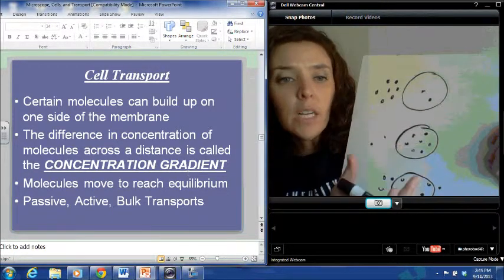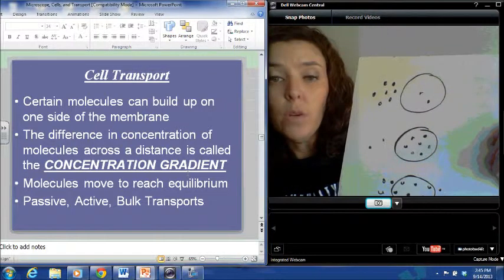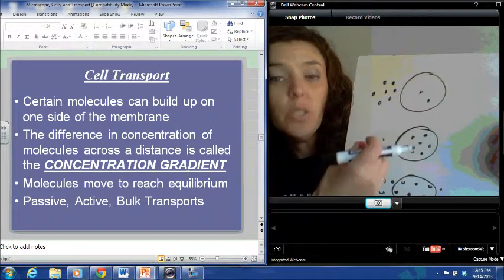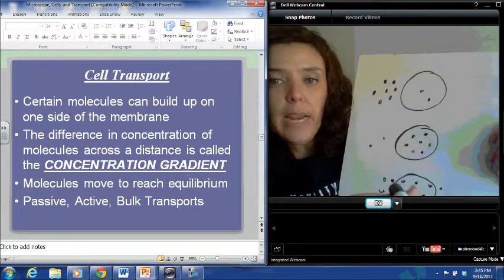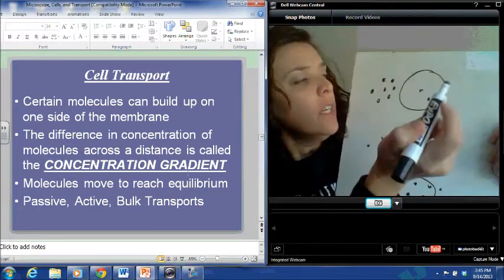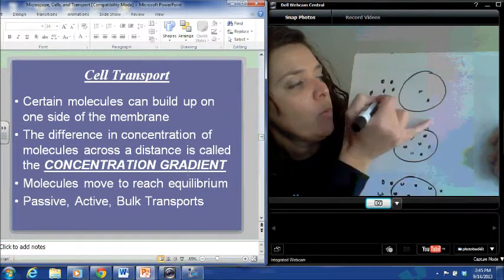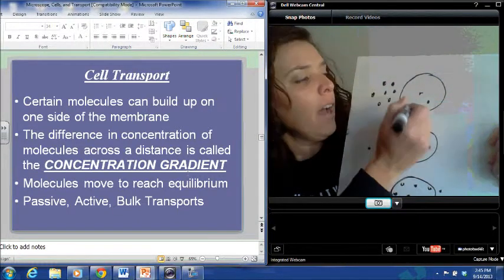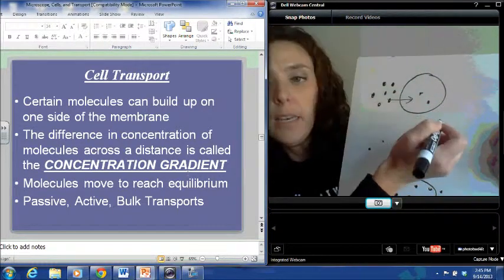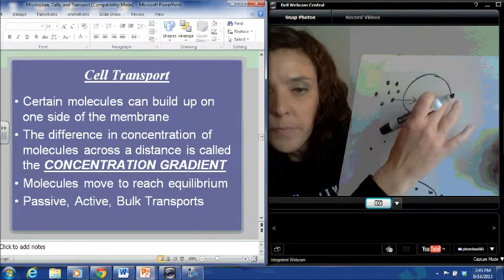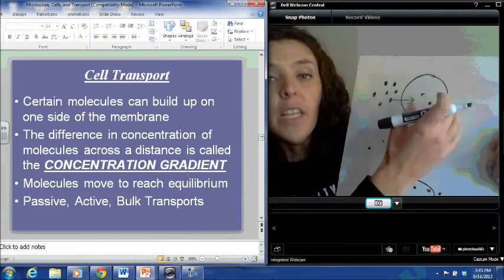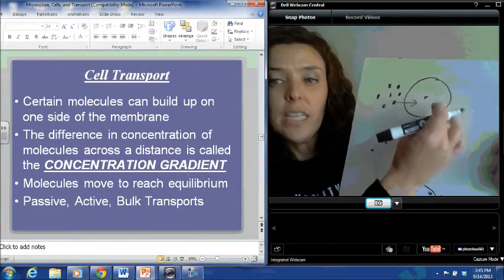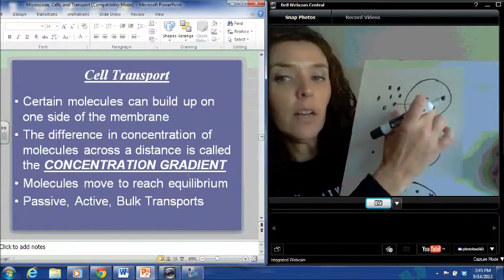So when you have a concentration gradient, the particles want to move. They want to go from where there's a high amount to where there's a low amount. So it's all spread out. They want it to be even. So would it be even if these molecules went out or if these molecules went in? Well, it's going to even out if some of them go in. Now, will all of them go in? No, because if that happens, then we'll have another concentration gradient. So they will go in until it's equal on the inside and on the outside.